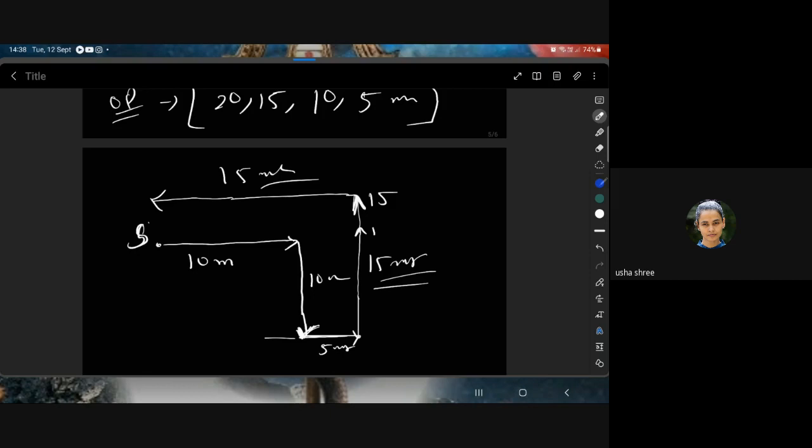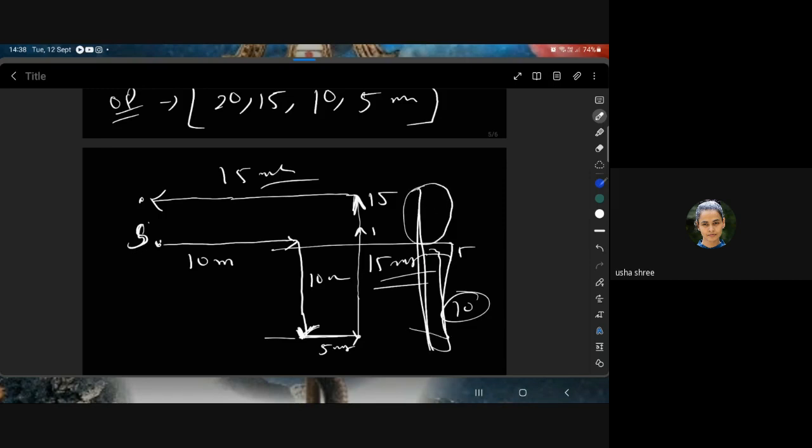Okay. Now, what is the distance from this point to this point? Very easy. This total is 15, out of which this part is 10, right? So what is the value of this part? The total is 15, this part is 10, so 15 minus 10 means 5. So this part is 5. Understood? Any doubt?